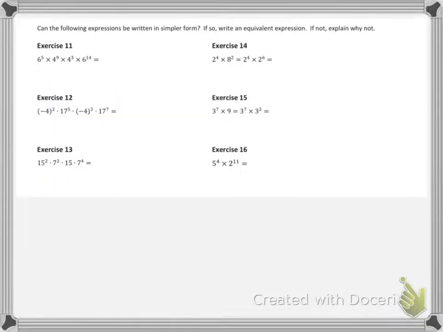Awesome, very easy to do. Once we know the rule, it's not bad, right? Okay, so let's look at a little more complicated one here.